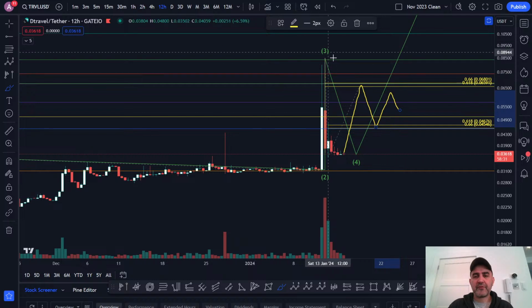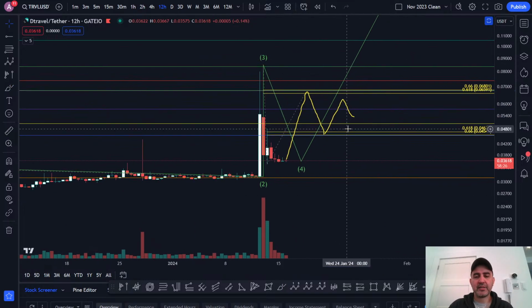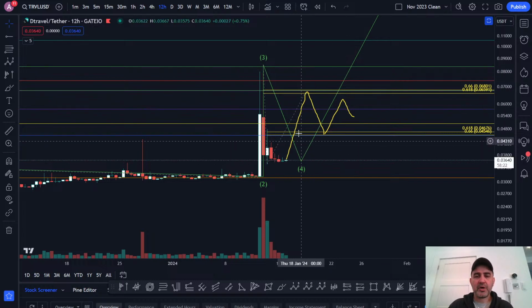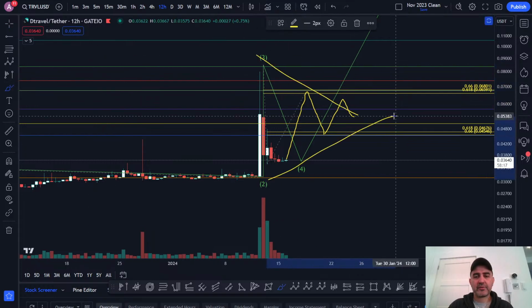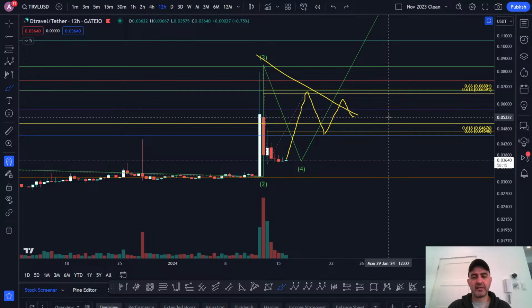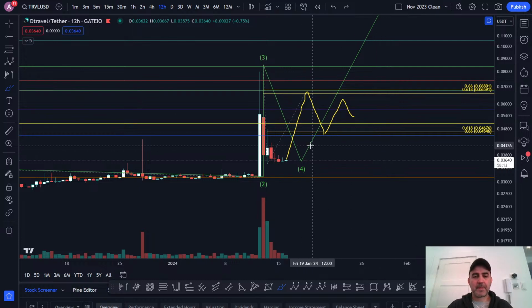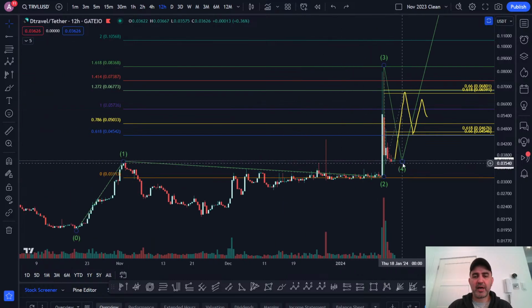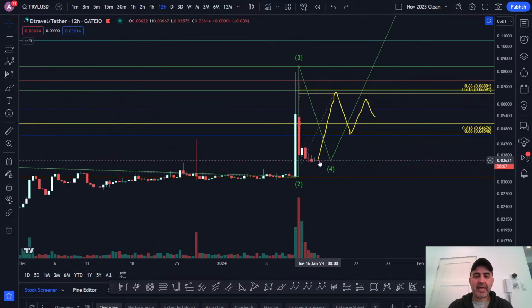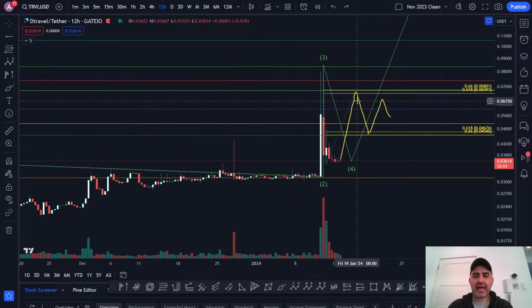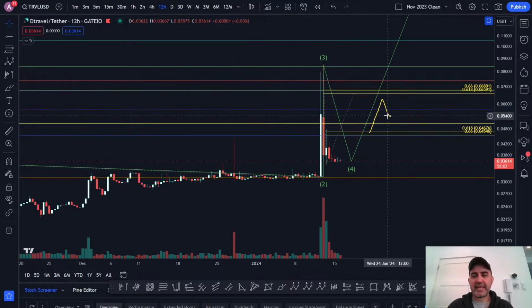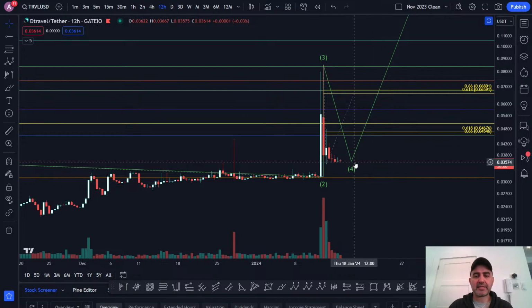It is possible that we form some kind of higher time frame correction here. I don't know if it's going to be back down to the 4 or if it's going to form some kind of triangle-like structure here. But I do think that potentially we are at the 4 now. And we have to see, as long as this holds. If this holds, I think this is the 4.